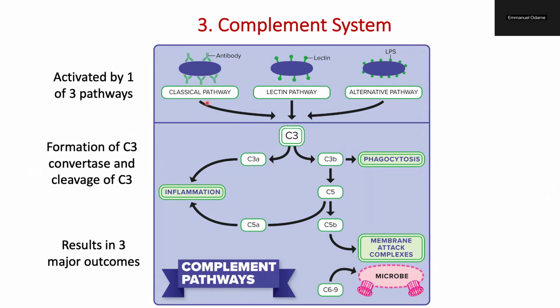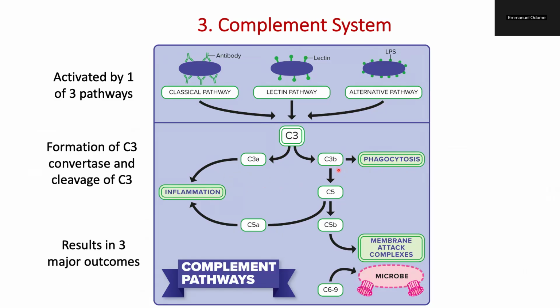So it can be the classical pathway, which is activated by recognition of antibody. And then we also have the lectin pathway, by recognition of lectin, and then the alternative pathway, which is basically the recognition of the bacterial lipopolysaccharide, or the LPS. All of these lead to the formation of C3 convertase, and then C3 is split into two. So we have C3a and C3b. C3b will lead to phagocytosis. C3a will lead to inflammation.